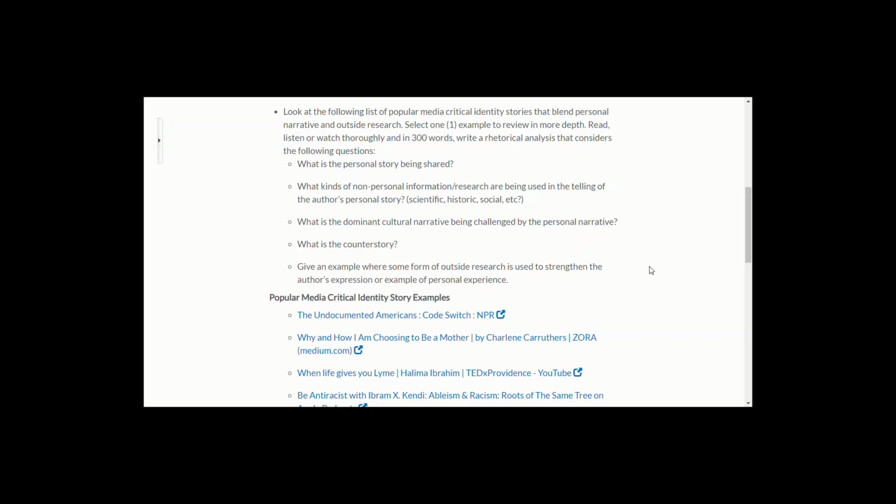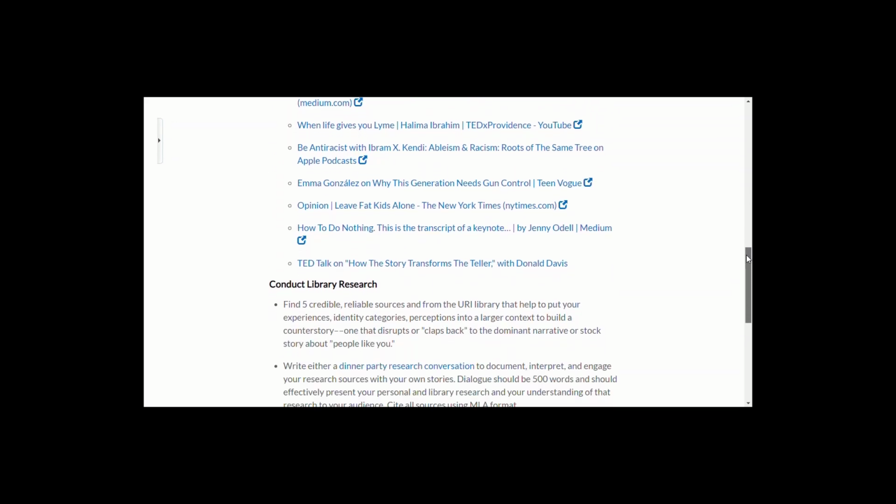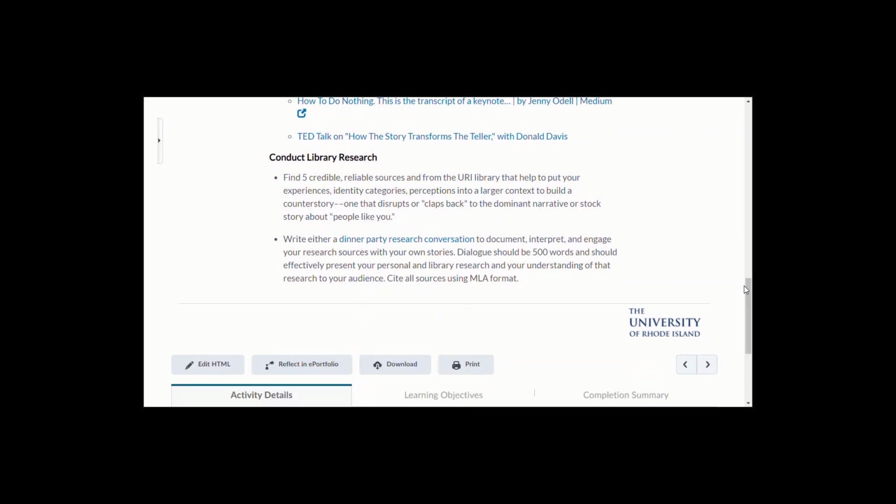And the more that you can provide details or explanations or show that you understand the rhetorical choices being made by these, the better your review will be and the more that you meet the expectations or even exceed expectations. So again, this is the first thing that you will have to submit, this rhetorical analysis of one of these critical identity stories. The next piece that you're going to have to submit is related to your research.